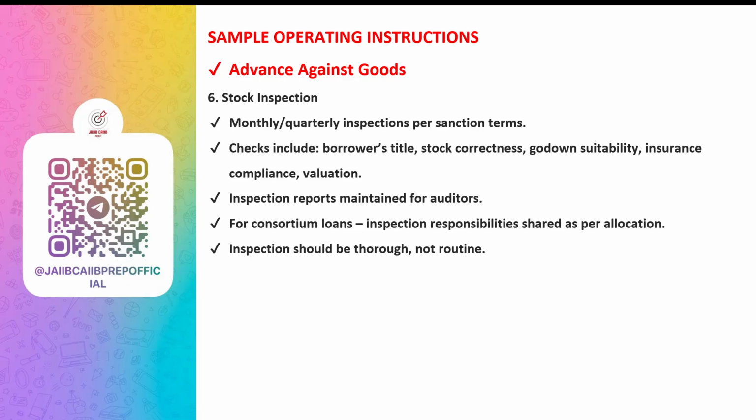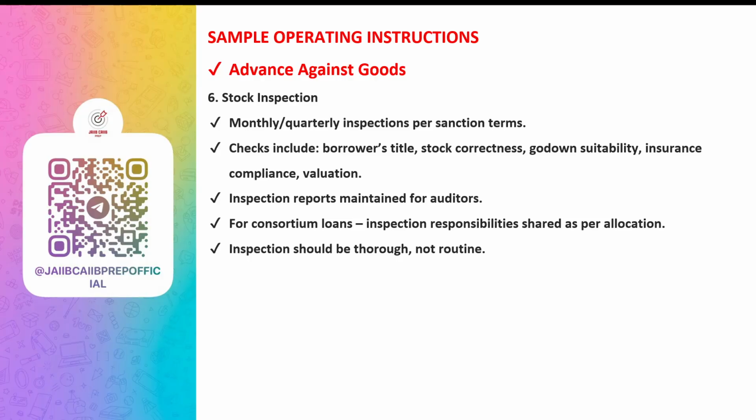Inspection should be monthly or quarterly as per the sanction terms. The purpose is to ensure that goods are real, in good condition, and cover the loan amount. For consortium loans, the controlling branch inspects overall stock and other branches inspect stock in their location.